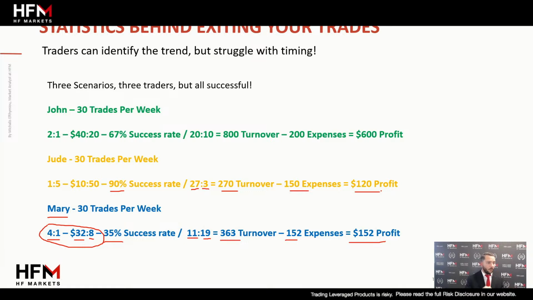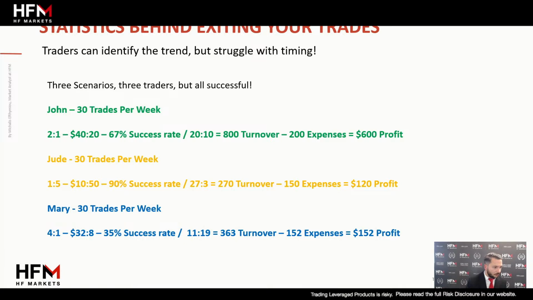So even though she is not able to determine when the market is going to move in a certain direction and when she should be exiting, because she's looking at the mathematics behind trading, she's a very successful trader. And she's even more successful than the individual who has a 90% success rate. So here, ladies and gentlemen, is a good example. No matter how great you are at trading, if the mathematics behind your trading plan is correct, you are still able to be a profitable trader.